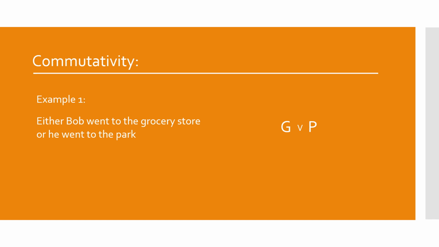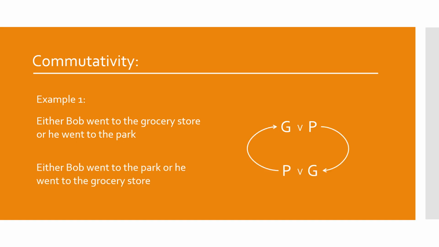Now, to show you what this looks like, let's take a very simple example. The statement either Bob went to the grocery store or he went to the park is going to translate into G or P. But if I simply flip my two disjuncts around so that I have the statement either Bob went to the park or he went to the grocery store, these are logically identical to one another in terms of their truth values, and so we can simply swap these one for another whenever we feel like it.